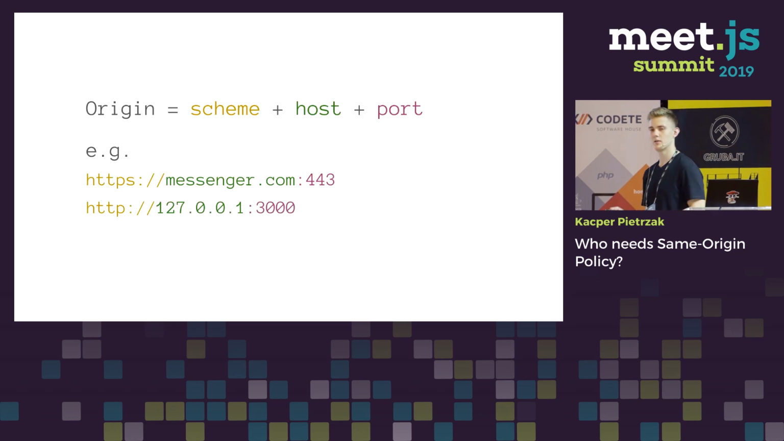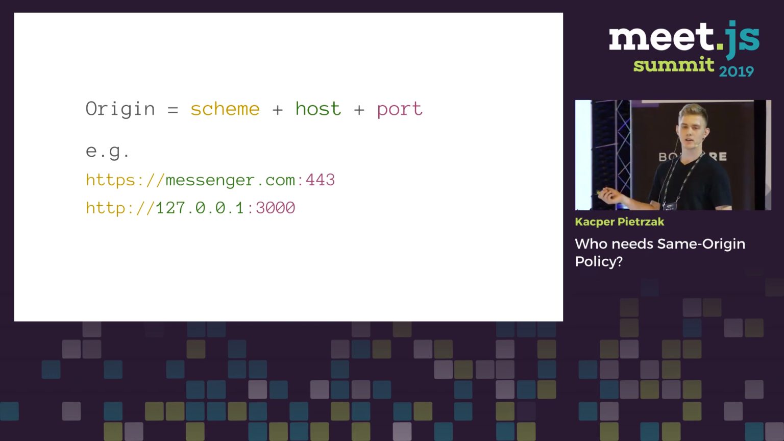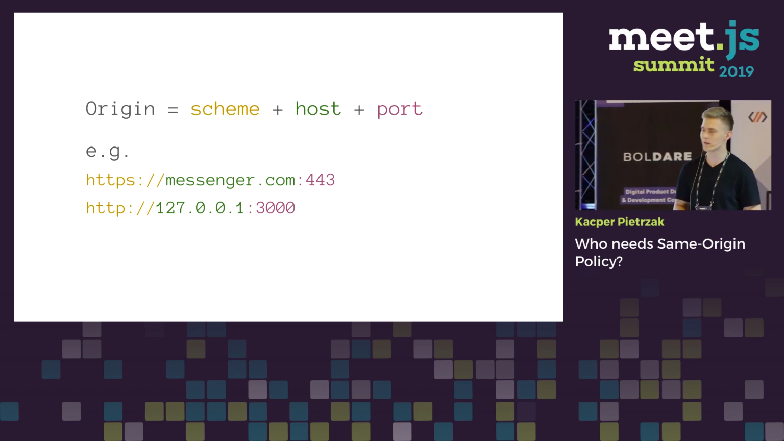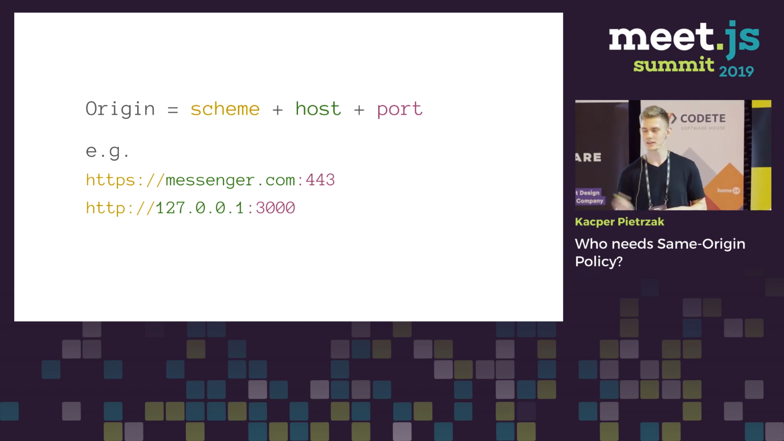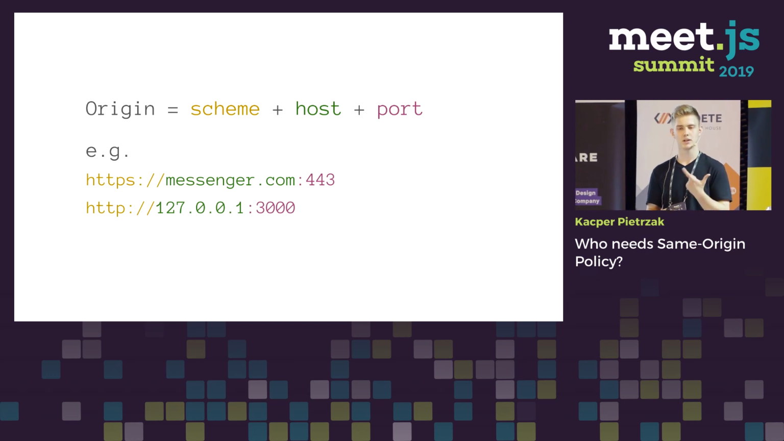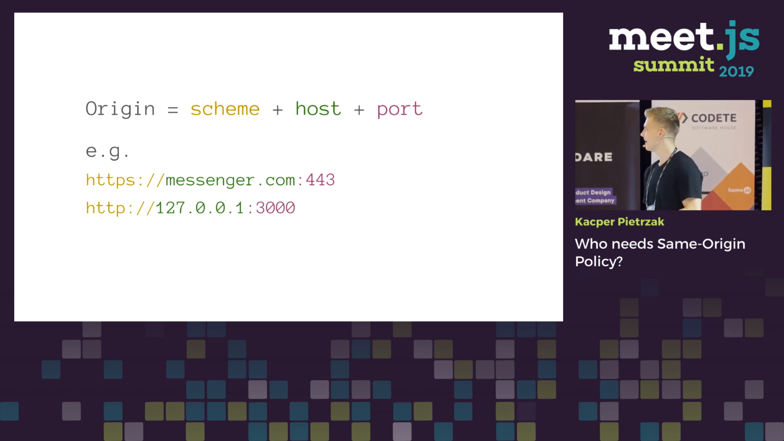Okay, so just a quick reminder. Origin is a scheme combined with host and port. A common example is that you run your Webpack server on localhost port 3000 and your backend on port 3001, and the request between those is cross-origin. If you haven't set up your CORS properly, then you will probably get this infamous error: no Access-Control-Allow-Origin, although the Origin header is present.